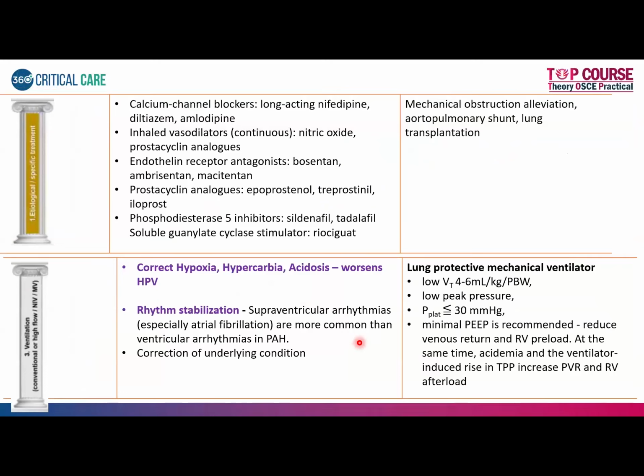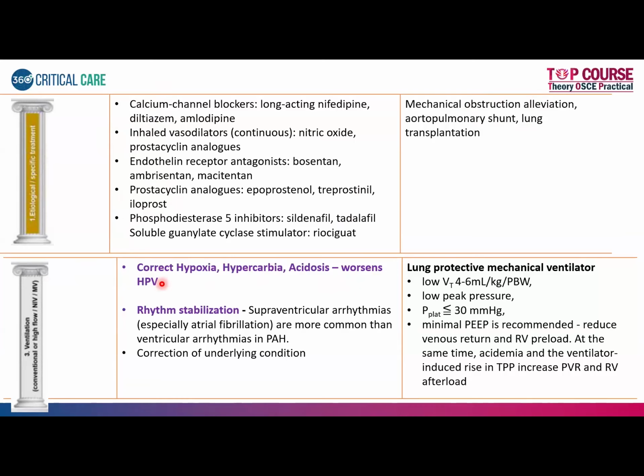Etiology or the specific treatment. For example, pulmonary hypertension needs to be treated with endothelin receptor antagonists, prostacyclin analogs, calcium channel blockers, inhaled vasodilators, phosphodiesterase 5 inhibitors. Okay. Apart from that, mechanical obstruction alleviation, aortopulmonary shunting, and lung transplantation might also be needed as a specific treatment. Correct the hypoxia, hypercarbia, acidosis. They worsen the HPV. Okay. So these things should be corrected. Rhythm stabilization in case of any arrhythmias is important, and correction of the underlying condition.